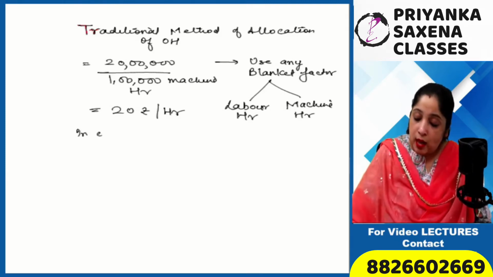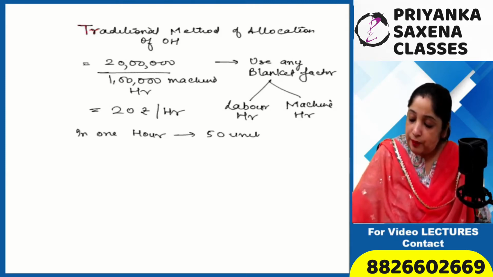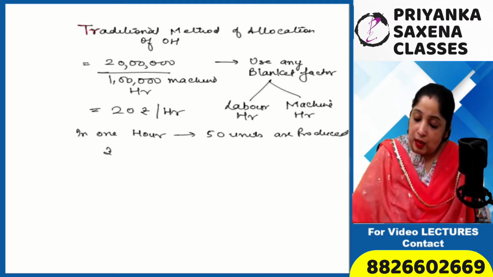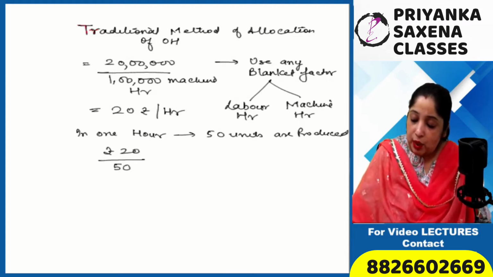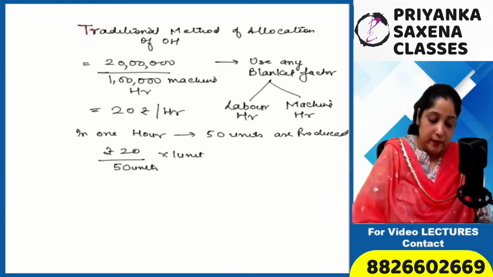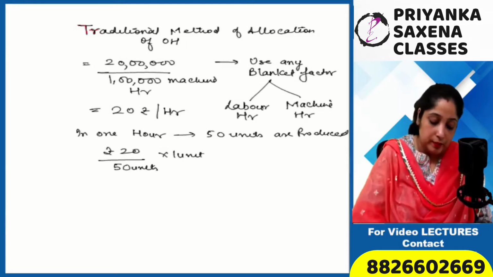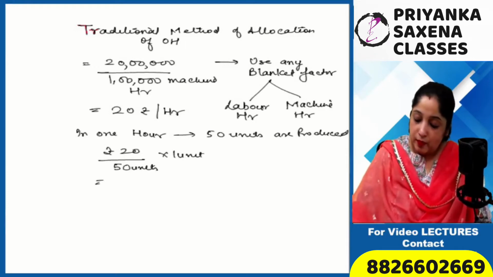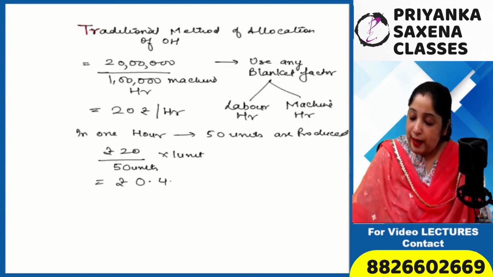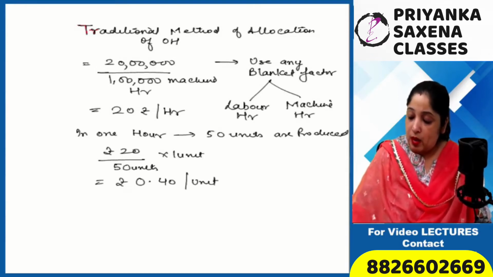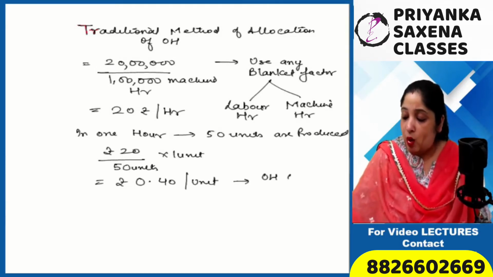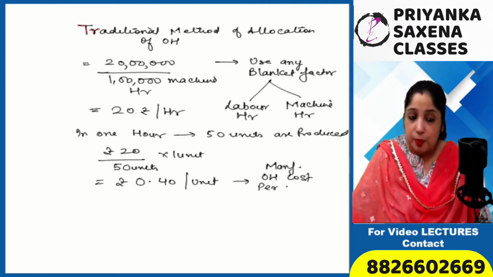Then in 1 hour 50 units are produced, so rupees 20 divided by 50 units. So what is the cost of 1 unit? If we divide by 50, this is coming out to be rupees 0.40 per unit. Now this is the manufacturing overhead cost per unit.